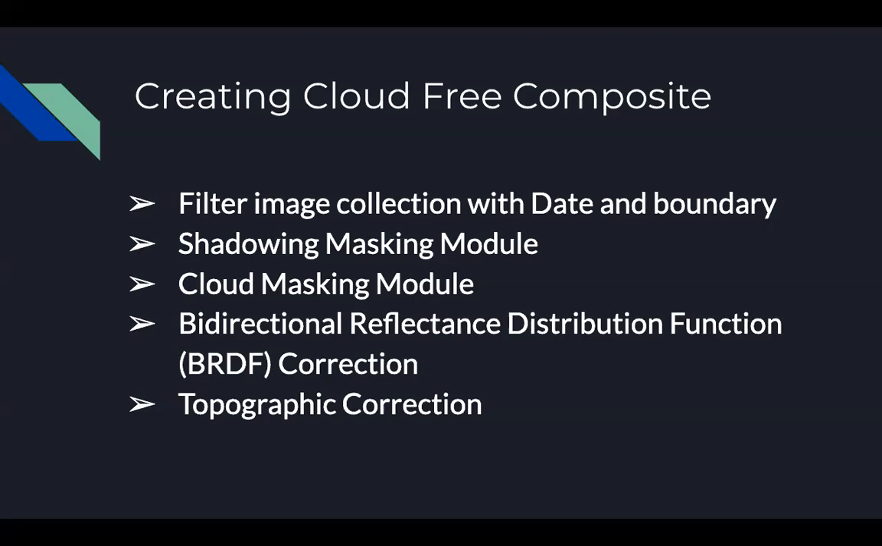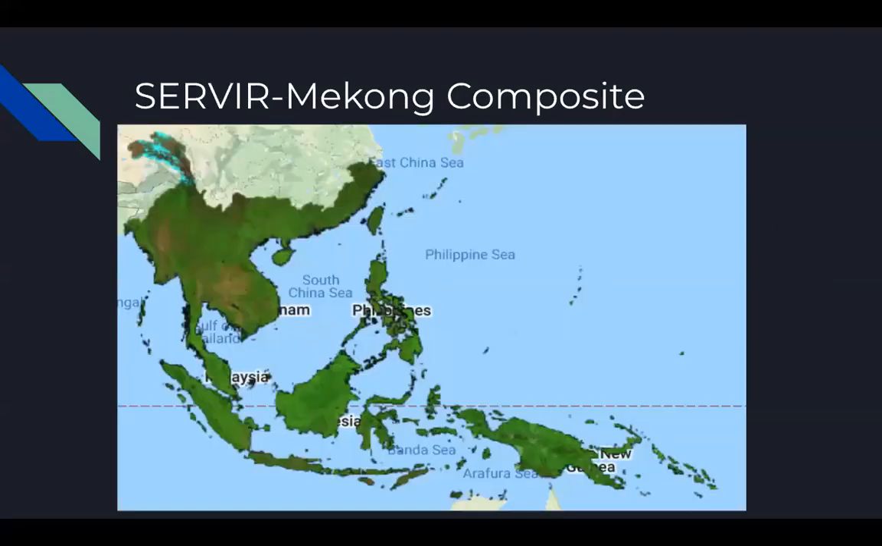So after executing all of the 5 pre-processing steps, we got the SERVIR-Mekong Composite. We created our composite for the Mekong River Basin. It includes Myanmar, Laos, Cambodia, Vietnam, Philippines, and Cambodia. We created our composite from 2000 to 2019, and then we combine our sample data to create our TensorFlow record.